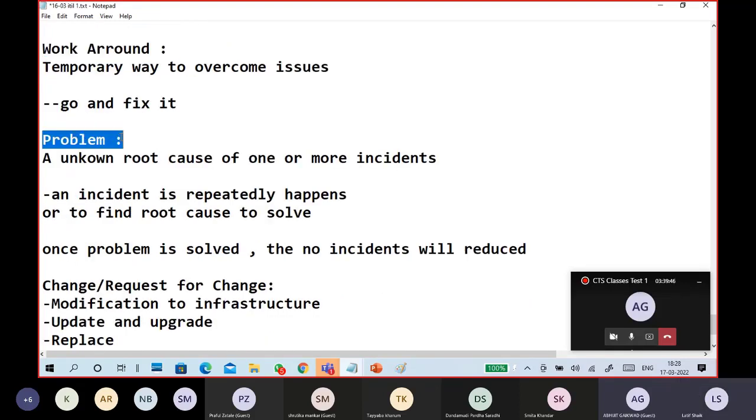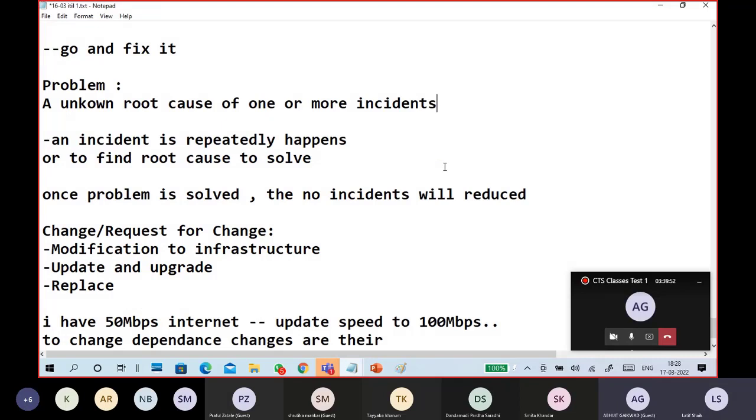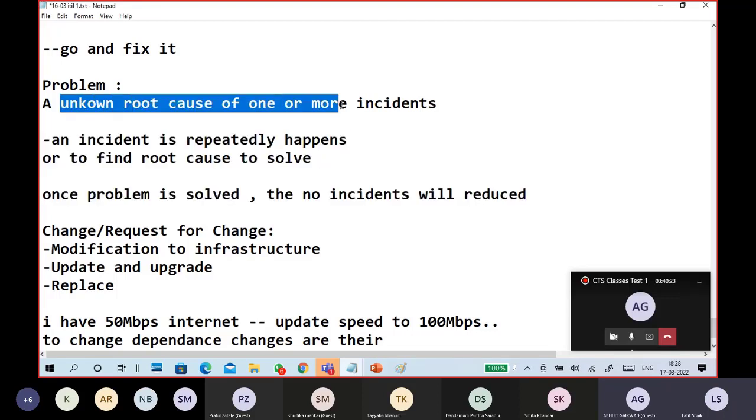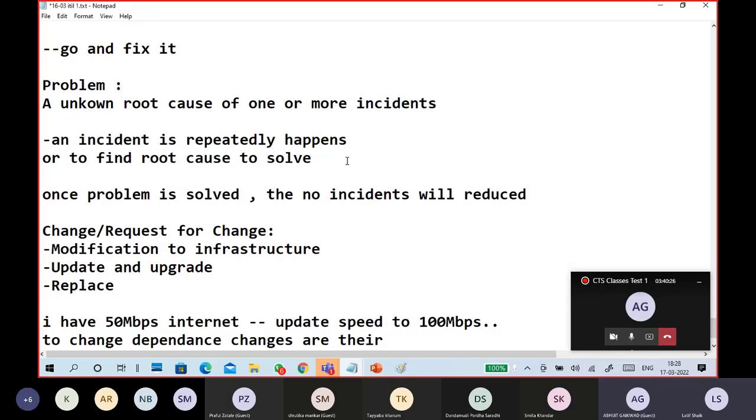Next, what is a problem? A problem is the unknown root cause of one or more incidents. Guys, I fix the incident and again and again it is coming. Once the problem is solved, then no incidents will occur. So an unknown root cause of one or more incidents means the incident is occurring again and again.